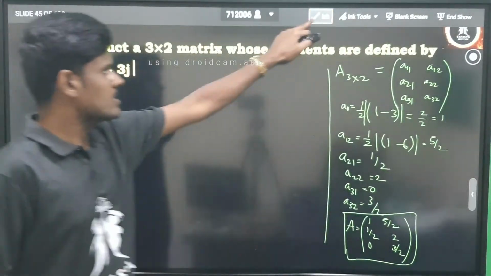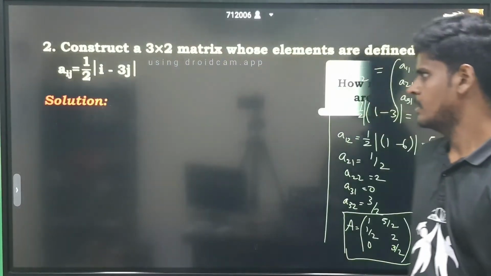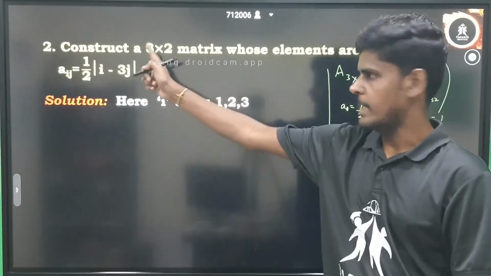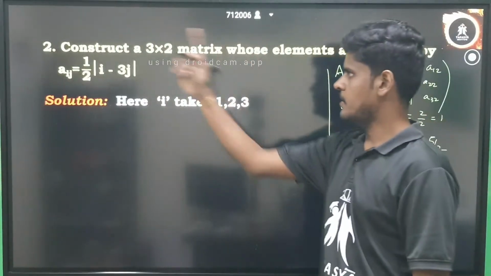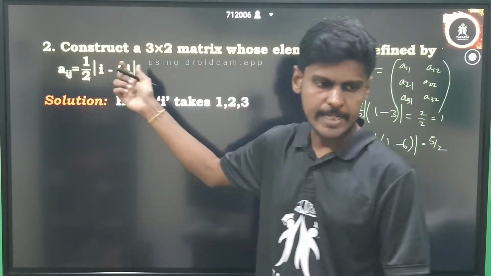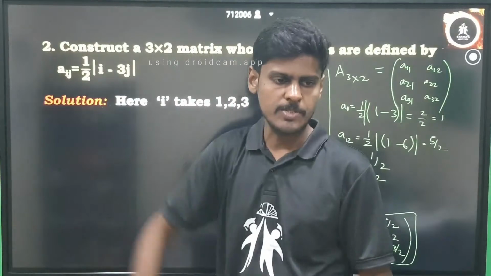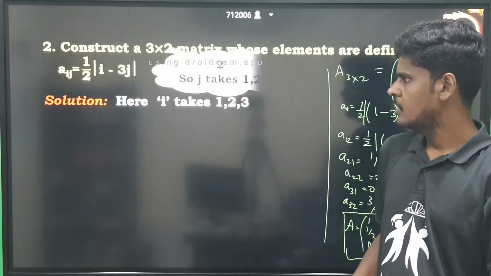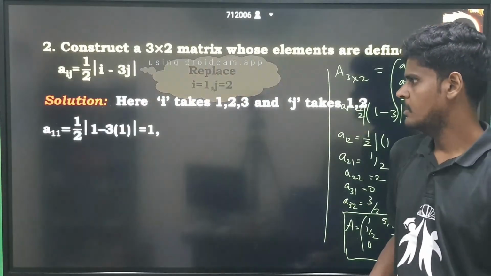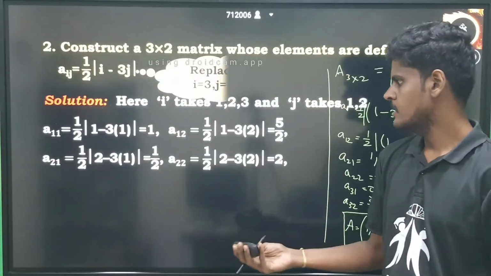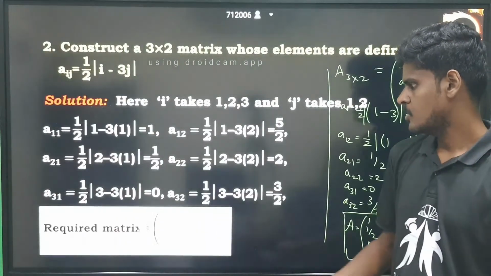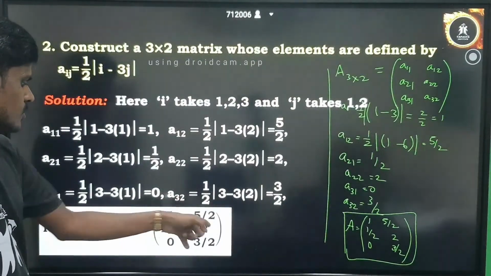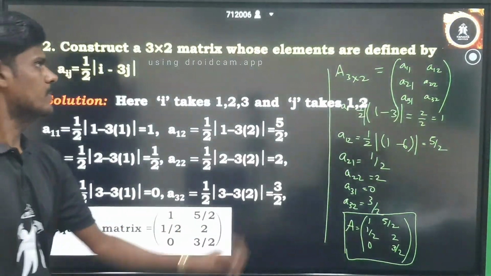So this is how we should solve these questions. Don't take more than this value because we already know the order of the matrix. In the question they will give the order and the pattern, and we just need to substitute i and j values and generate the elements. So all the elements are listed here, and the matrix is 1, 5 by 2, 1 by 2, 2, 0, 3 by 2.